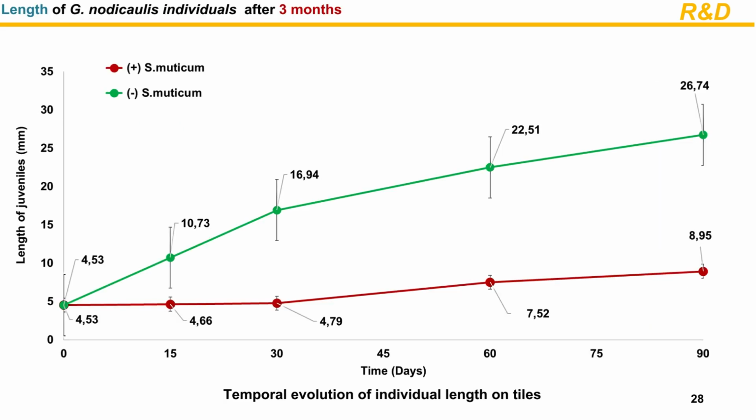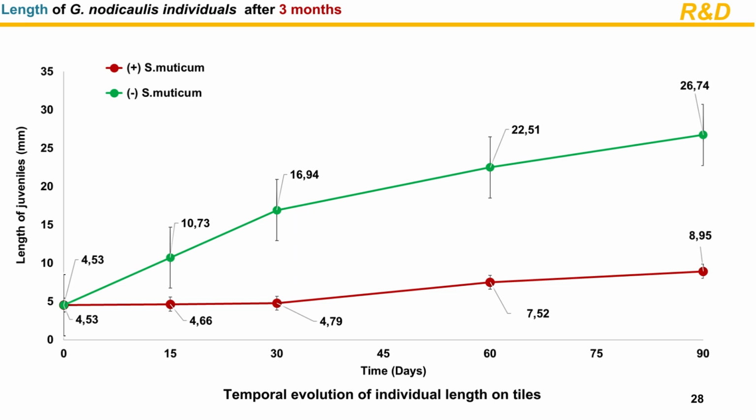So for the length, or the growth, of Gongolaria nadicalis juveniles in these two conditions, at time zero both groups started with similar length, but by just 15 days, juveniles in the absence of Sargassum muticum already show better growth, almost double that of the impacted group. This early gap suggests competition, likely for light or space.